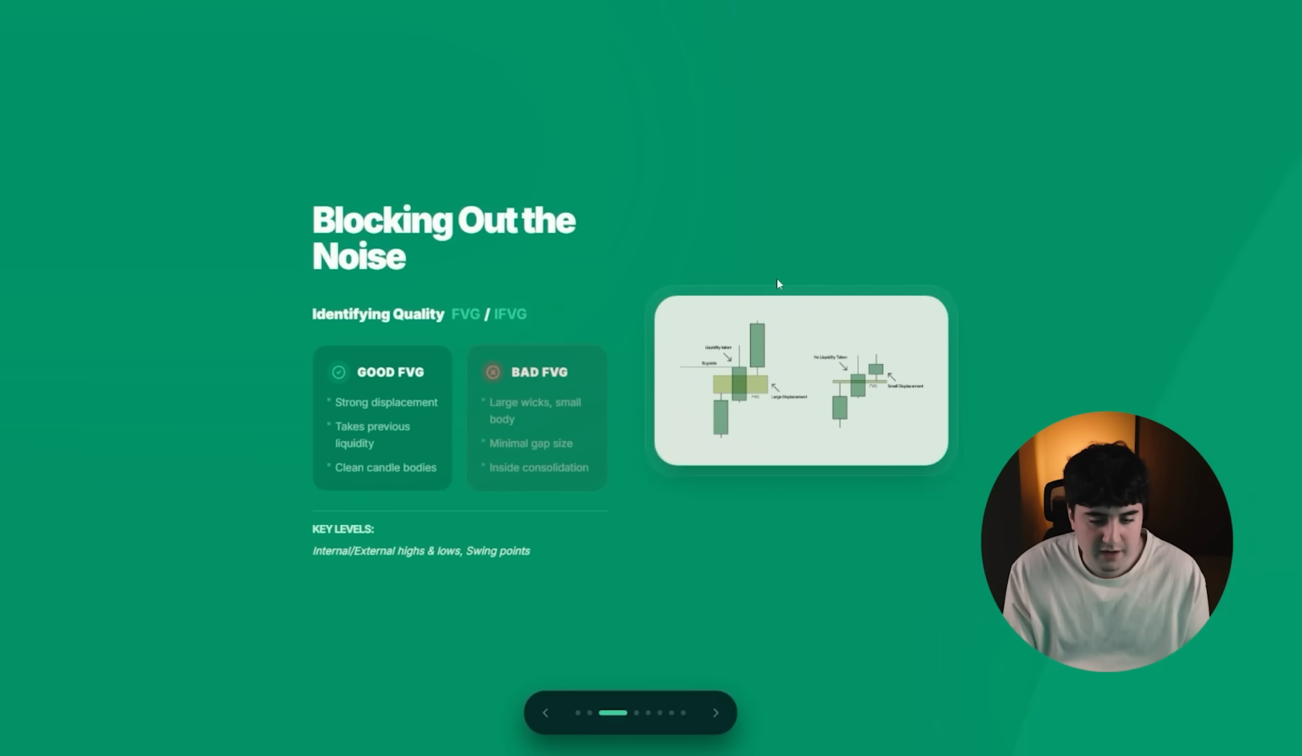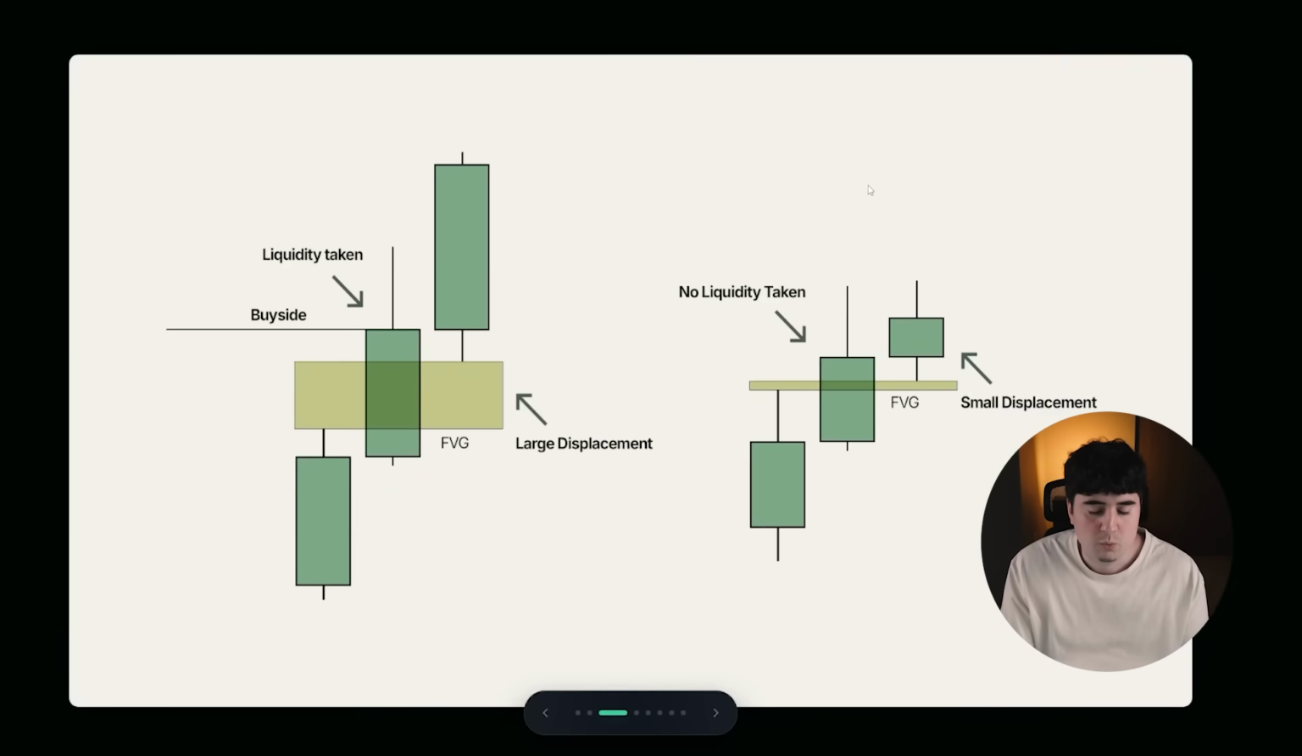Blocking out the noise. Identifying quality fair value gaps and inversion fair value gaps. A good fair value gap has a strong displacement sequence, takes previous liquidity, and it has clean candle bodies. A bad fair value gap has large wicks, small bodies, minimal gap size, and also trading inside of consolidation. What we're able to see on this visual is 2 components lining up here. On the left, you have a gap where you see large displacement in the body of the fair value gap, right? You also have an area of liquidity, being your buy side liquidity, where we see price come into, take out that level, and still seek higher expansion. These 2 components are large for blocking out the noise and marking out the best fair value gaps and inversion fair value gaps to trade.